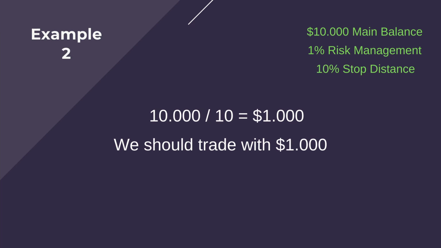Let's give another example, this time our stop distance is 10%. What we need to do is 10,000 divided by 10 equals $1,000. So we will have to trade with $1,000. Even if our stop distance is as big as 10%, our loss will be 1% of our main money.